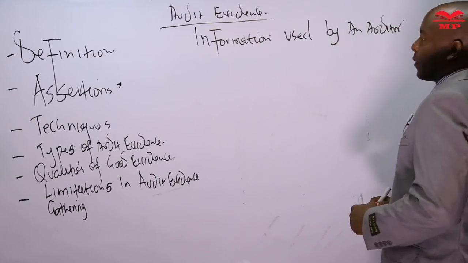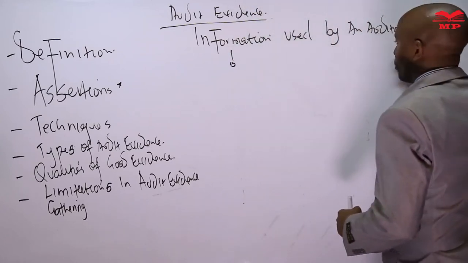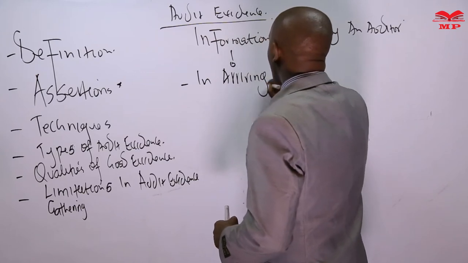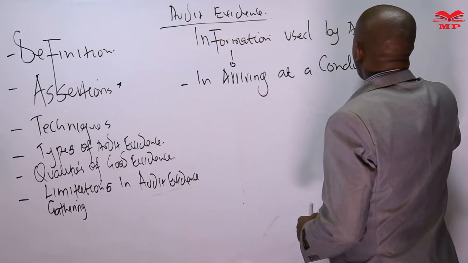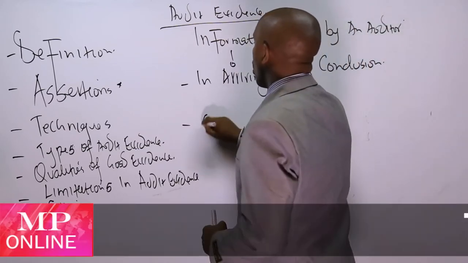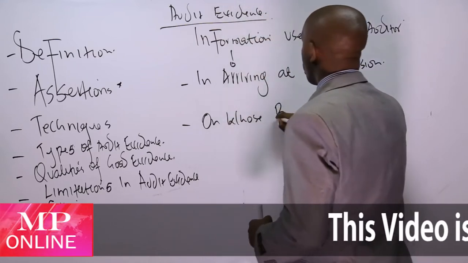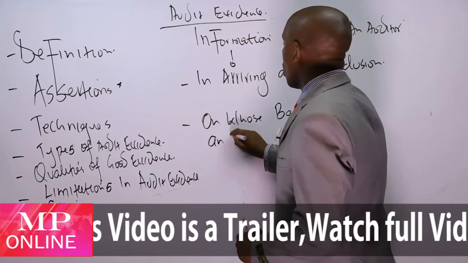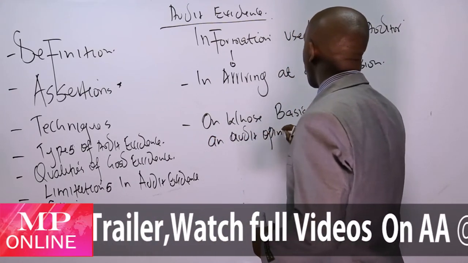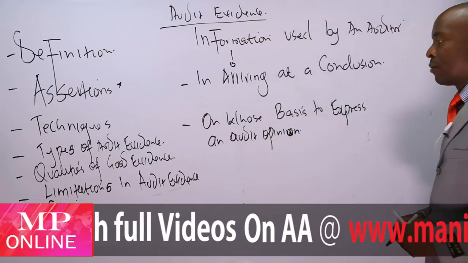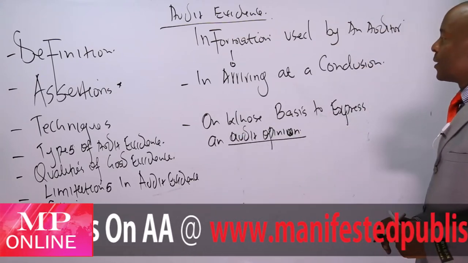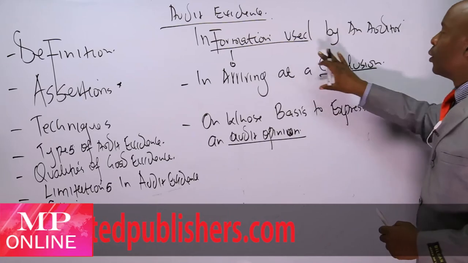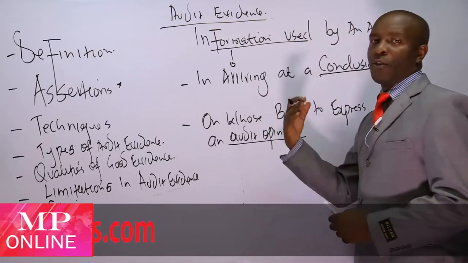Once you make that clear, then you can say the auditor is using that information in arriving at a conclusion. And then the last part of the definition is on whose basis to express an audit opinion. Basically, you don't define audit evidence unless you have these terminologies. If you have those three, then you can define it very easily. You can say information to make a conclusion in order to form an opinion. And that is a definition.